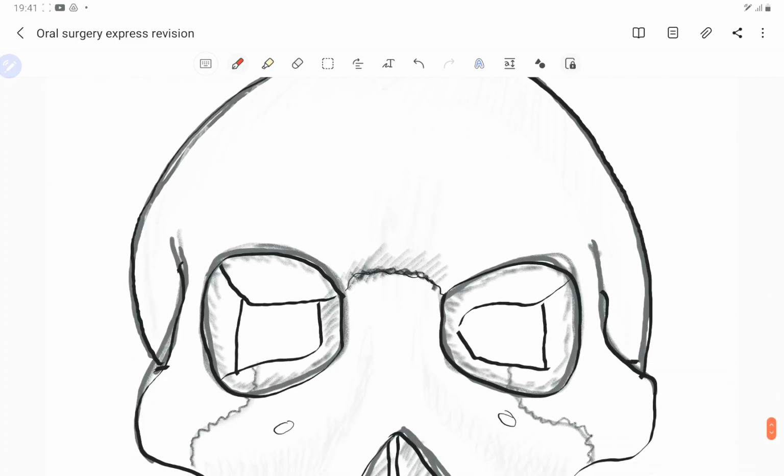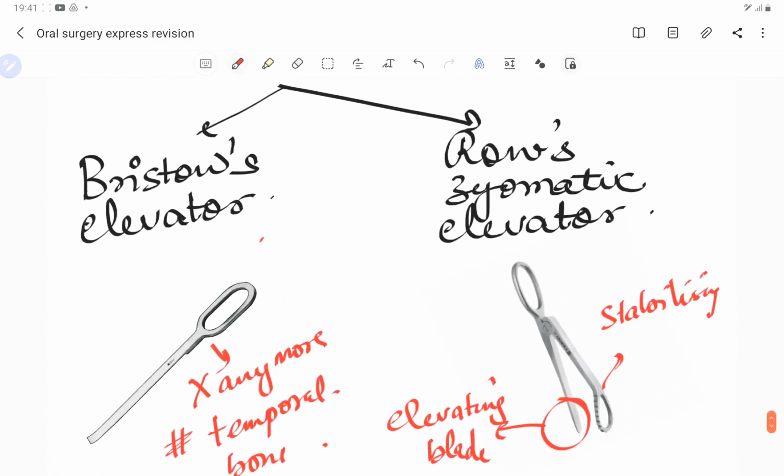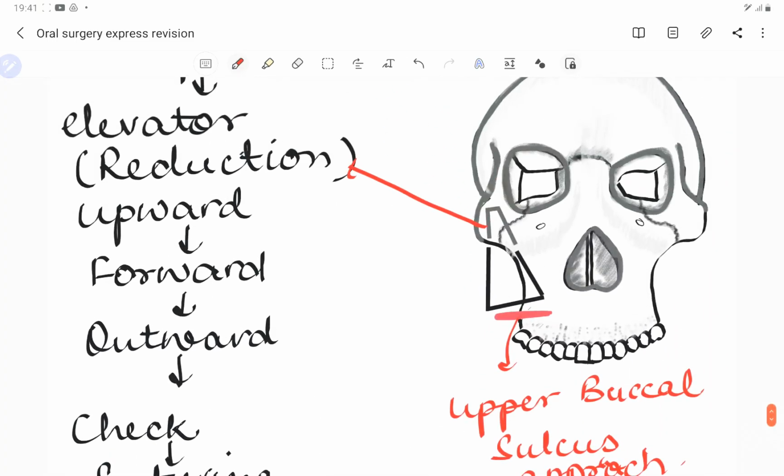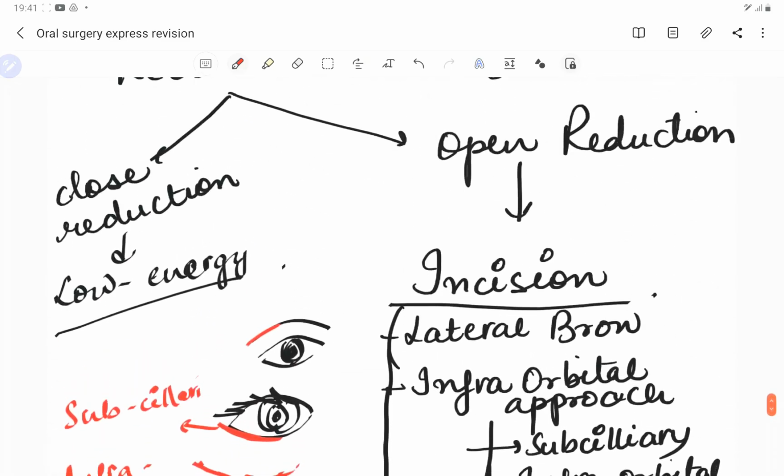So now we have done the reduction. Now it's the time that we do the internal fixation, right? So for internal fixation, we know that we use plates, mini plates along the buttresses region. We have already studied the buttresses in the Lefort fracture management, right?